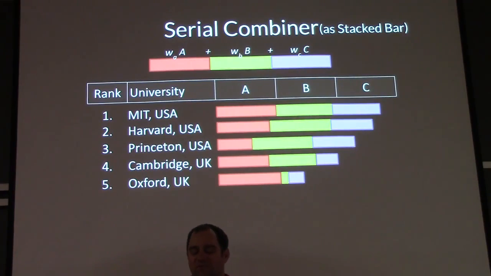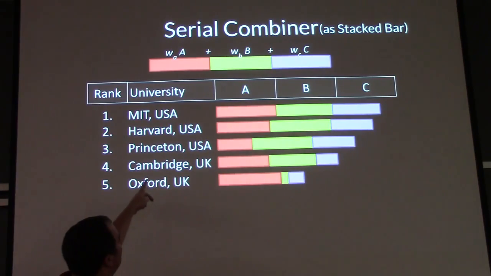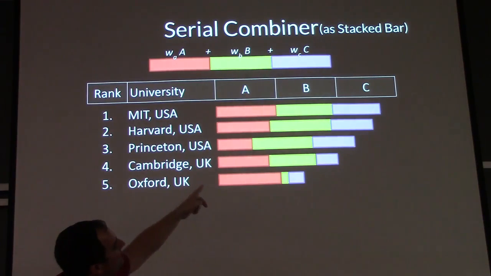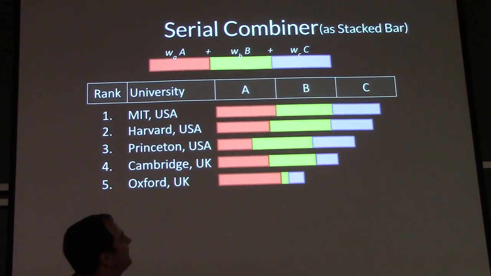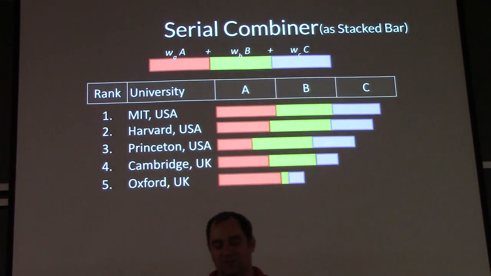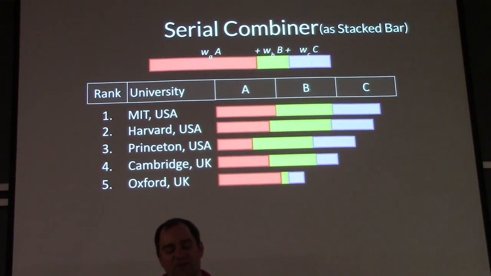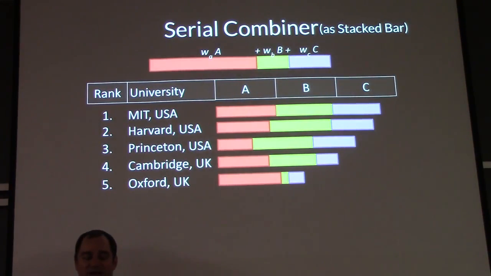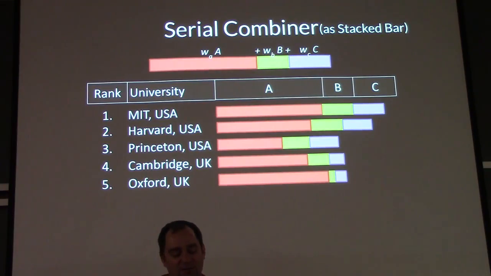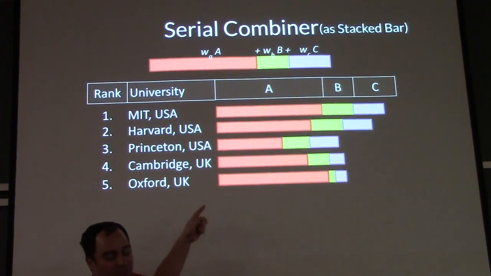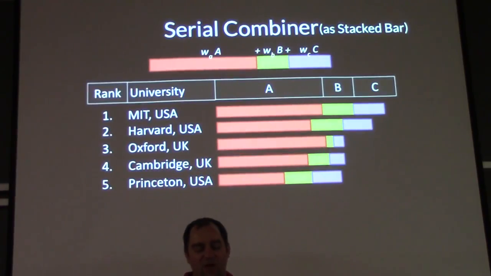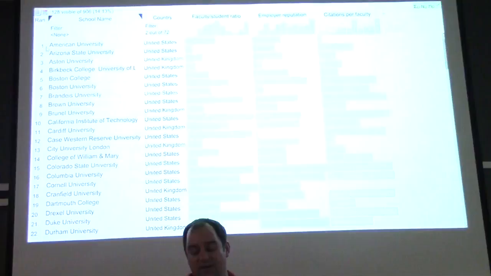And now we have this information on how big the difference is between the scores. I can see that the difference in score between Princeton and Harvard is bigger than the difference in score between Harvard and MIT. But then I can readjust my weights. I can say student-faculty ratio is more important to me, so I increase the weight parameter of A. Then I can adjust the ranking, and now I also have to update the order here. And we can see that in this case, Oxford and Princeton exchange places.